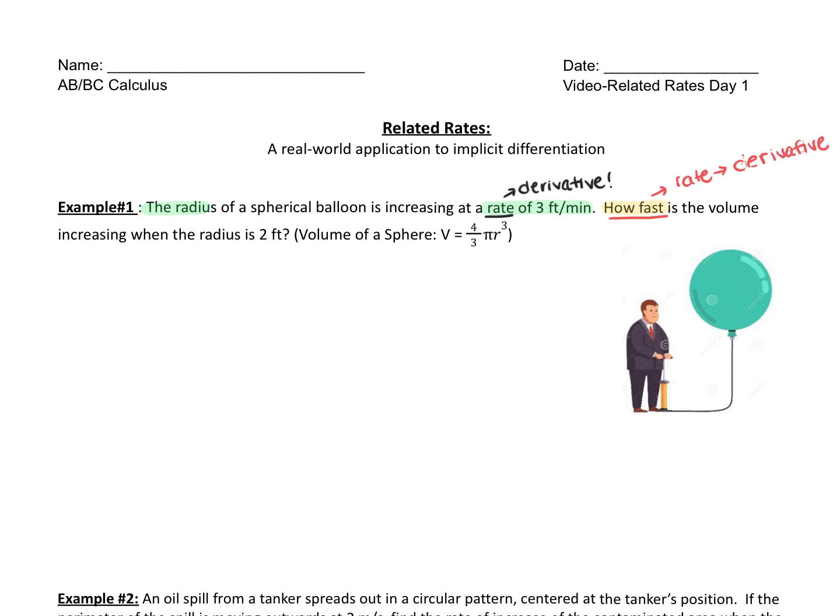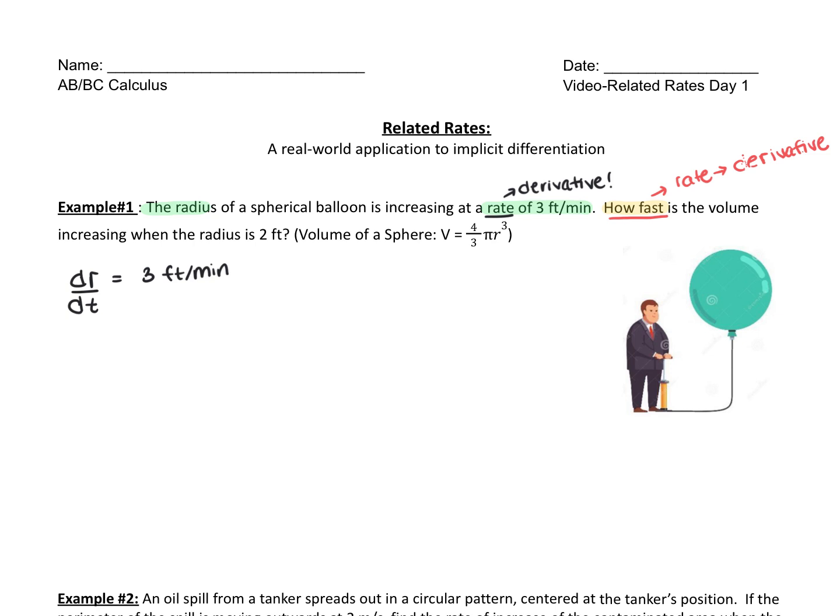So let's write out what we have. So the radius of a spherical balloon is increasing at a rate of 3 feet per minute. So you see we have a distance and then we have a time, right? Feet per minute. So the way we write the rate would be dr dt. The rate at which the radius, dr dt, the rate with respect to time, is increasing at a rate of 3 feet per minute.